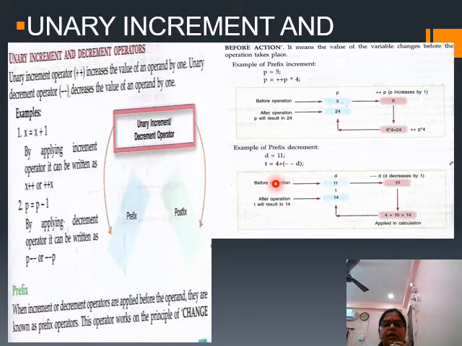Okay, now next we will see decrement. d is 11 and t is 4 + --d. It means --d will decrease 11 to 10. It will decrease by 1, and you are going to get here 10 plus 4. Your answer will be 14. You are going to get 14 as the result.